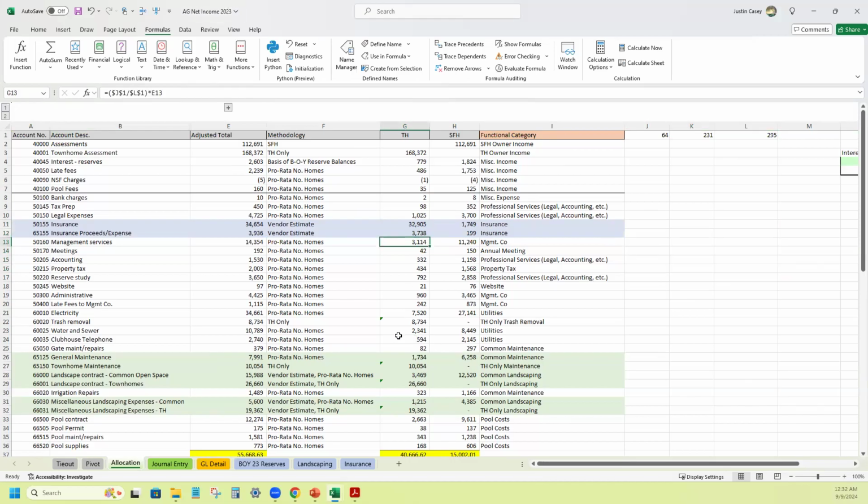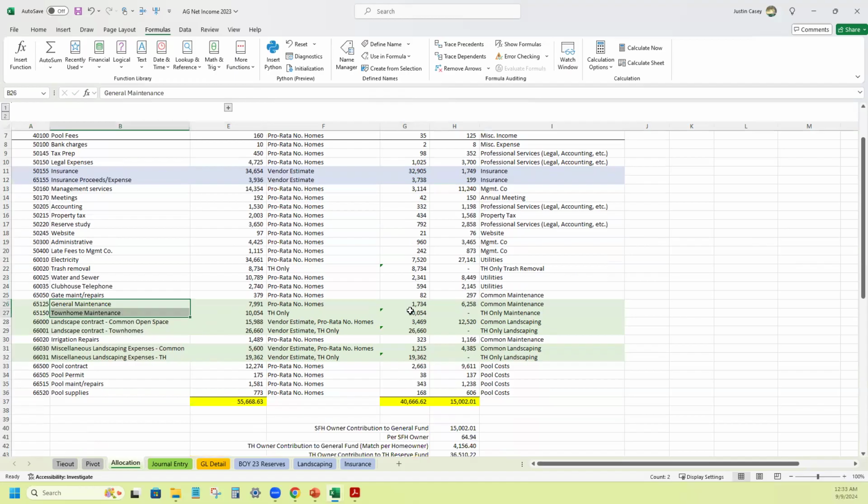Okay, great. So now let's talk about maintenance next. General maintenance, we already made the adjustments. So for general maintenance, everybody pays for everything that goes to the general maintenance account, and so that's why it's important to keep that account clean. And then only townhome owners pay for townhome maintenance.